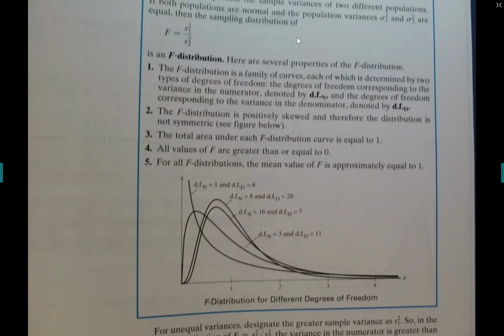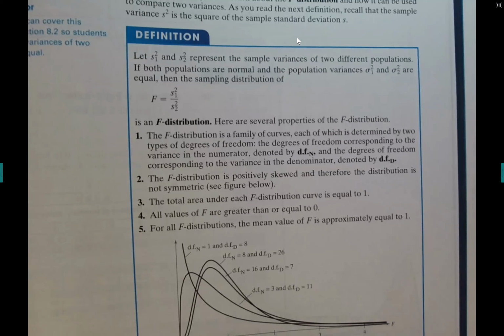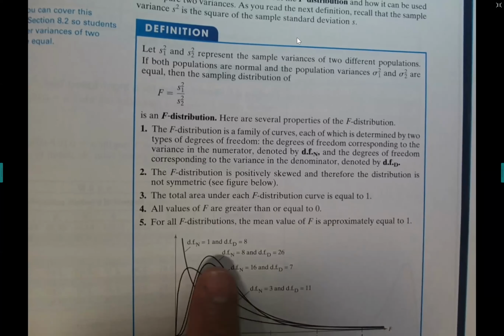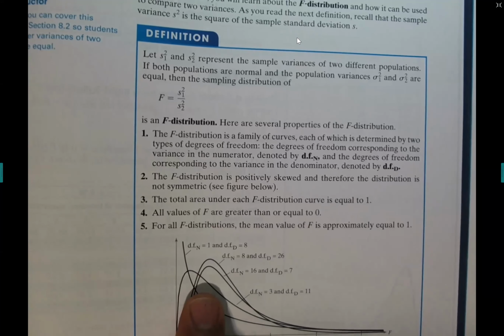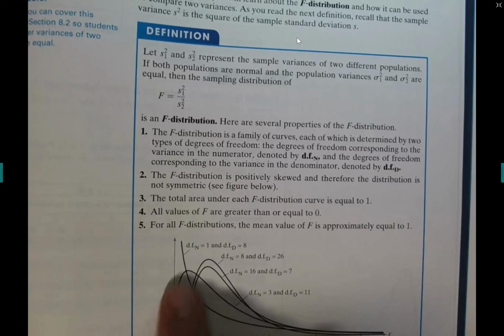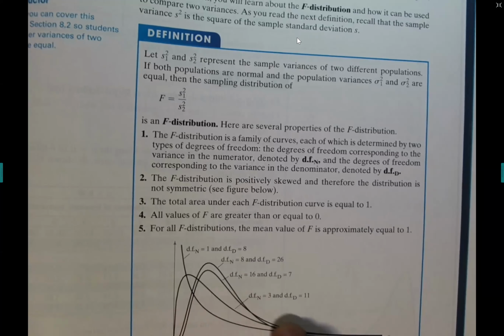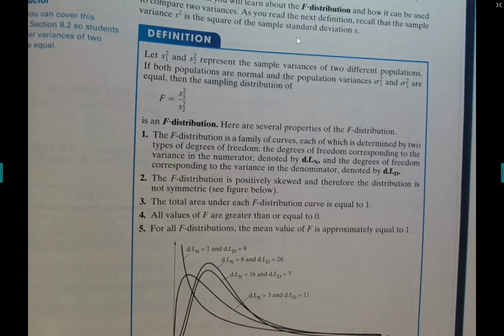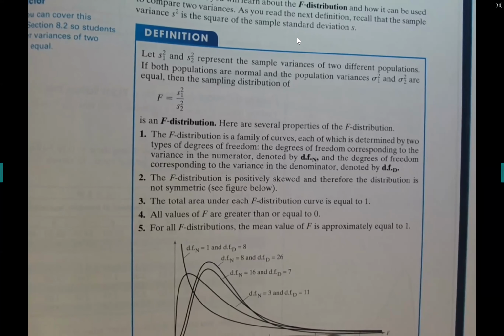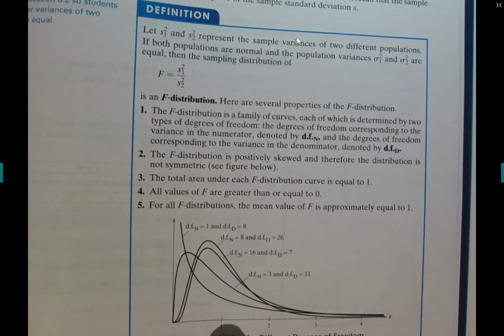Okay, this is what the F distribution looks like. It's kind of scooted to the right. This is the F distribution. It's a family of curves. It has 2 degrees of freedom: one is called the numerator degrees of freedom, and one is called the denominator degrees of freedom. It is positively skewed to the right. It's always greater than 0. Total area under the curve, guys, is always equal to 100%. So this is the F distribution that we're going to be using.